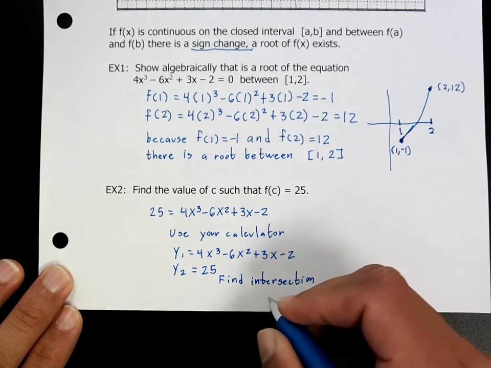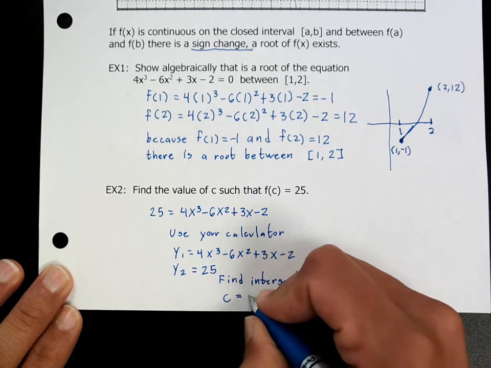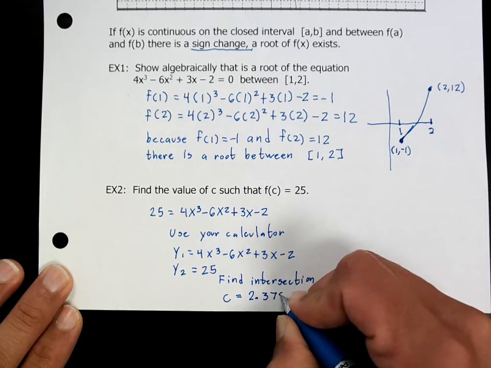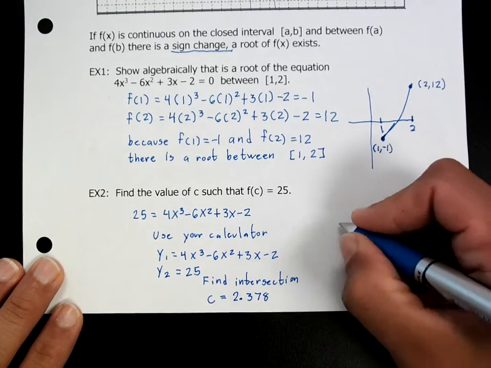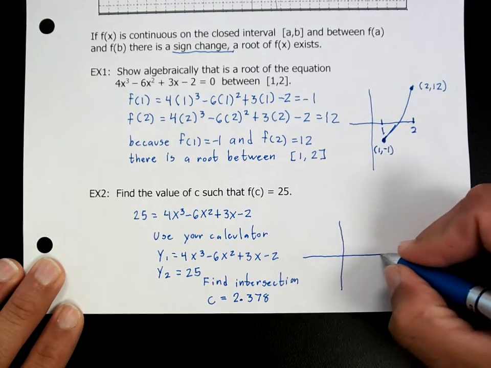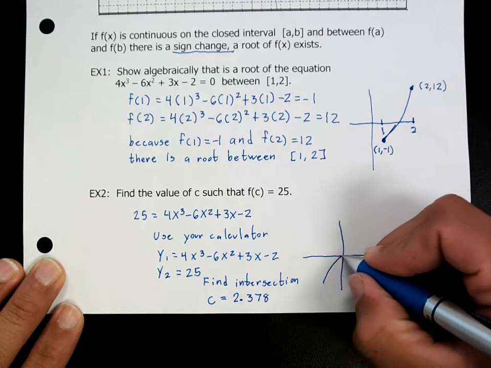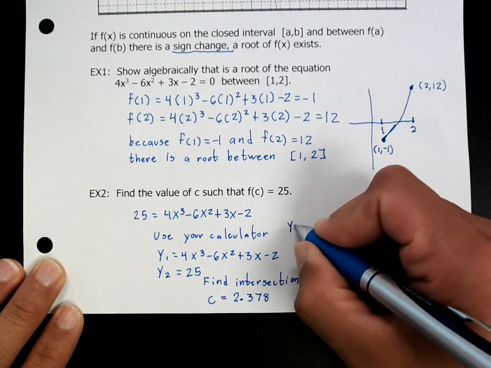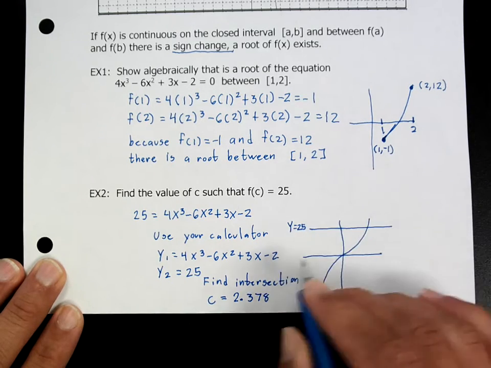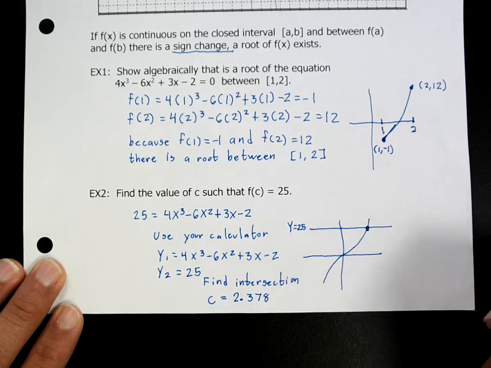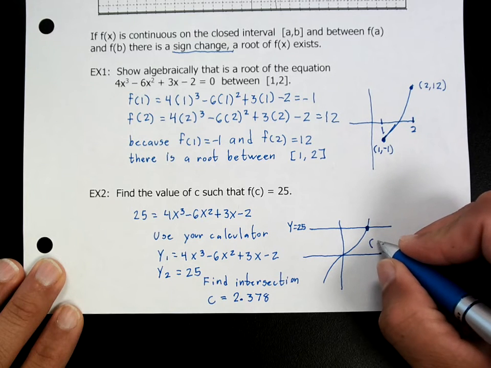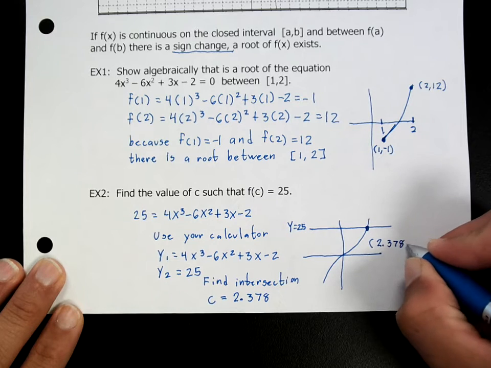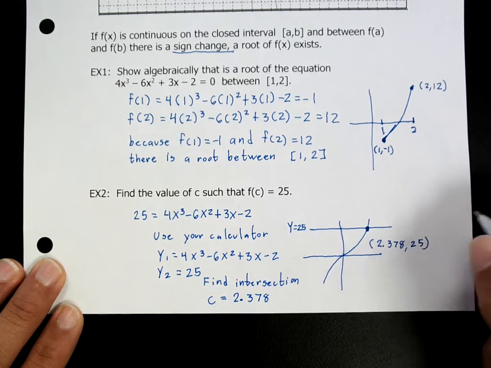You find that that c value has to be equal to 2.378. So that's what it will look like in your calculator. Your calculator will look something like this, and this would be y equal to 25 here. So that would be that line. That's what that would look like: 2.378, comma, 25. So that's all you're doing on that.